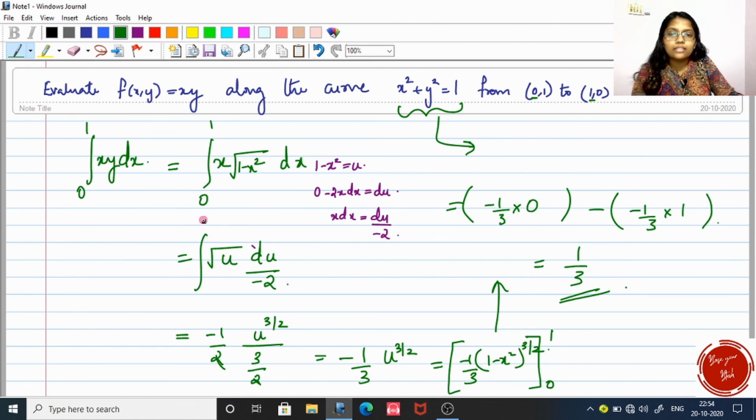So 1 by 3 is the area under that function f and the curve x square plus y square equal to 1. So hope that's clear about line integral. I think I will take double integral and triple integral problems in the next videos coming up. So hope this video about line integral is clear for you.